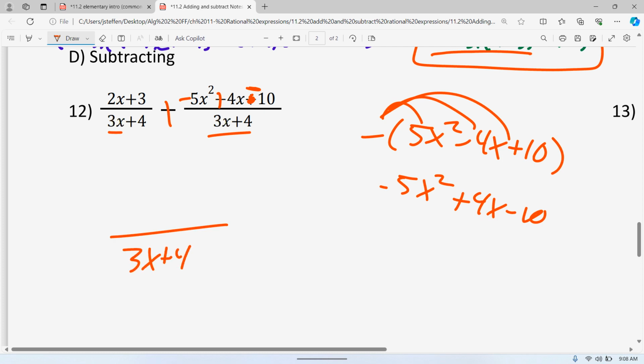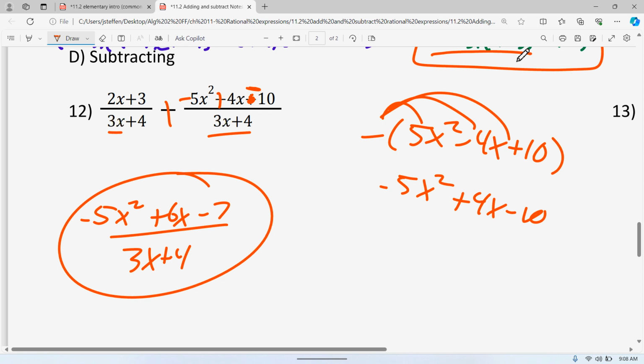And now we combine our like terms. Negative 5x squared, there are no other squares, so nothing can combine with that. 2x and 4x, now it's a plus 4x, so that's 6x, and 3 minus 10. Now it's a minus, 3 minus 10 is negative 7. That's how I do that problem.